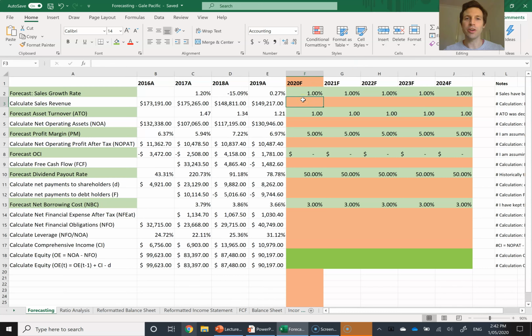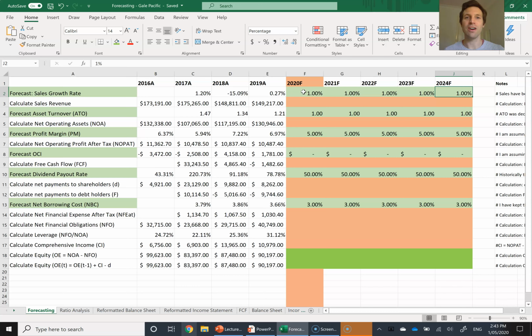Step 1, I'm going to forecast my future sales. Here I have entered a sales growth rate of 1% each year. Now in this demonstration there's a big caveat. The forecast assumptions that I have put forward for Gale Pacific are not my best estimates of what's going to happen to Gale Pacific in the future.